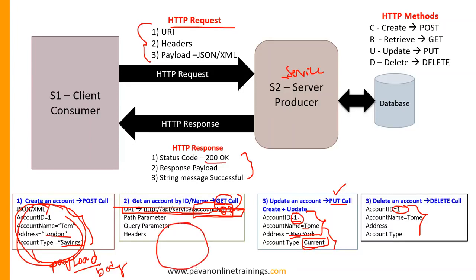That is called a response payload. Now, string message. Once we get the data, it will also give you some message, successful or not. So that is also one of the messages. These three things we have to validate on the response we get from the API.